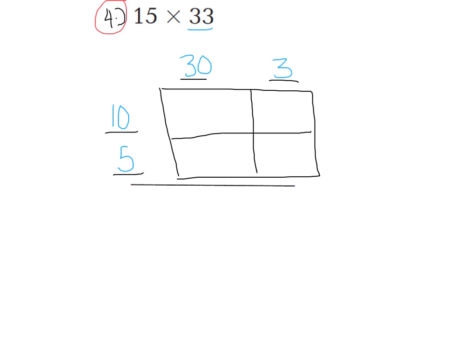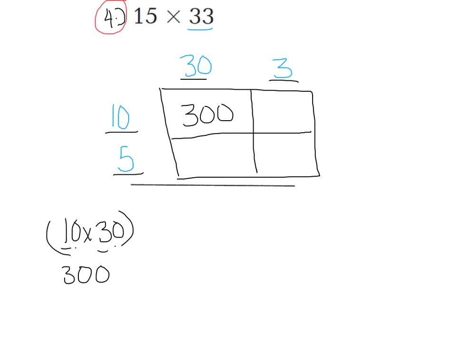Let's fill in our partial products. So if I'm going to find out what goes in this box, I'm going to go up and over. Now, up and over, I have 10 times 30. 10 times 30, 1 times 3 is 3, plus your 2 zeros. That's 300. Now, I filled in the first partial product for you. Do you think that you can find me the other partial products that go into these boxes? Press pause, see if you can find them, and press play when you're ready to go over the answer with me.